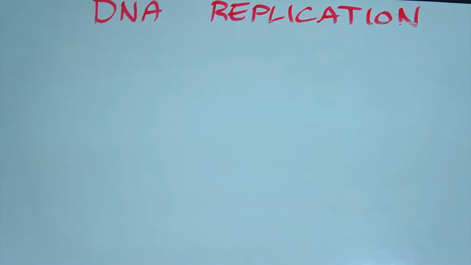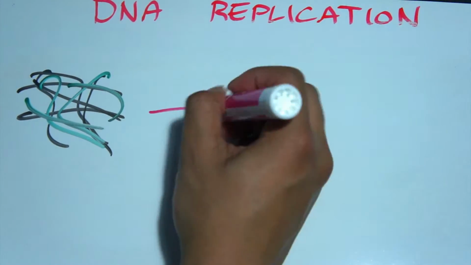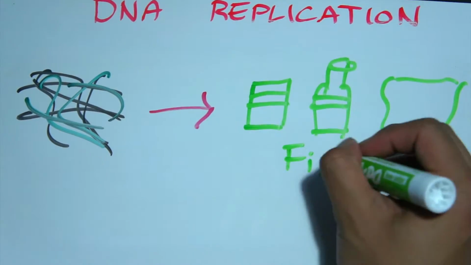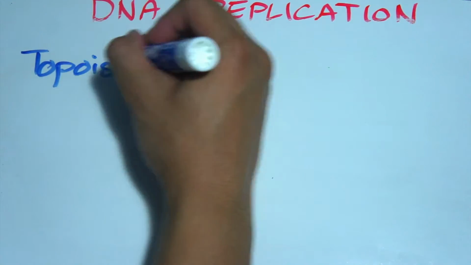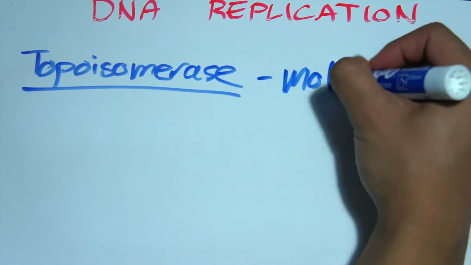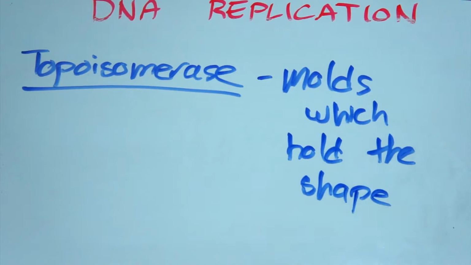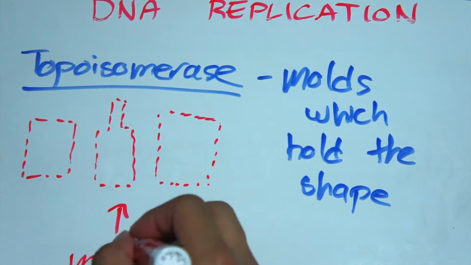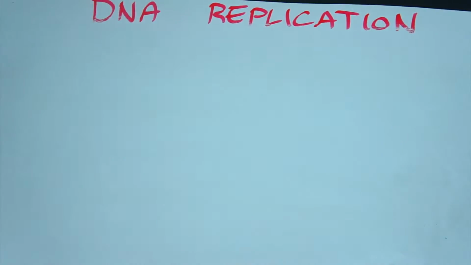and that makes a new recycling material, which is like your new bottles and new cans and all that. Topoisomerase are like molds which hold the shape of the bottles so it doesn't get too big, doesn't get too small, doesn't lose its shape.